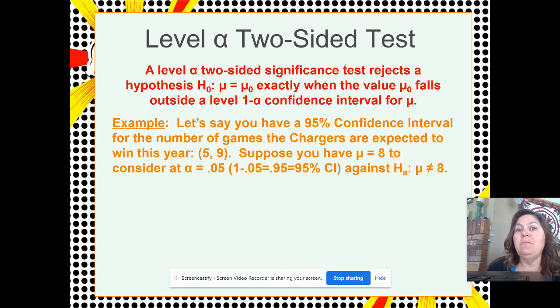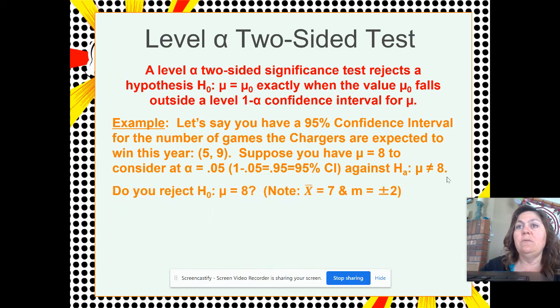Okay, suppose the claim is that the mean equals 8. You need to consider whether that is a valid claim at the 0.05 level, because it was a 95% CI, so your alpha is 0.05. This is two-tailed, so our Ha would be that mu is not equal to 8. So do we reject that or not? Note with your CI that the sample mean x bar was 7 and you've got a margin of error of 2 on each side.